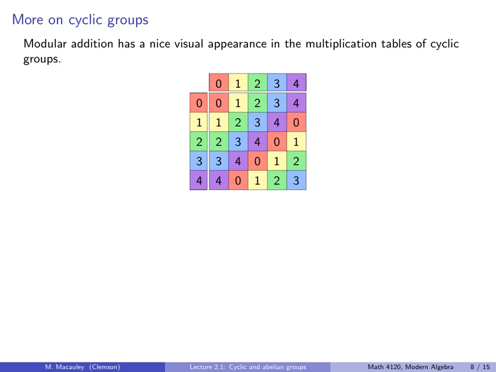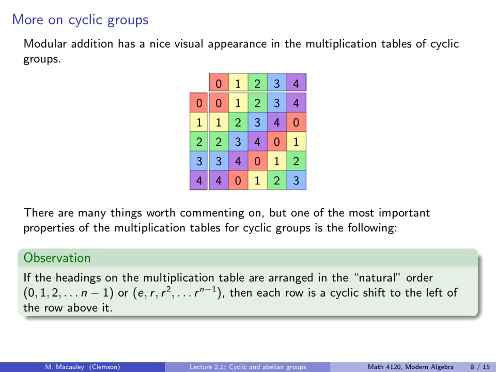Let's say a word about the multiplication tables of cyclic groups. So modular addition has a nice visual appearance in a multiplication table of cyclic groups. This is probably something you saw in your addition tables when you were in elementary school, or at least patterns like this. You surely noticed this. There are many things worth commenting on. Well, maybe not many, maybe just a few.